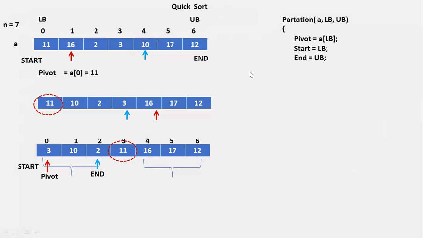Now, what we have to do? We have to apply the loop, that is while loop. When A of start value is less than or equal to the pivot value, then we are going to increment the start value. So start plus plus. So we are going to apply this loop until this particular condition is true.